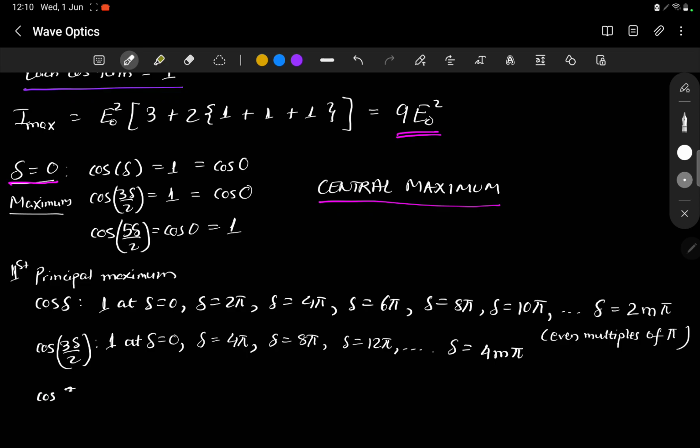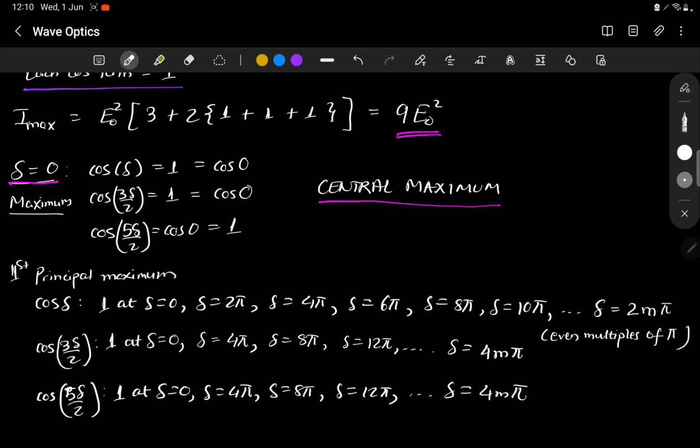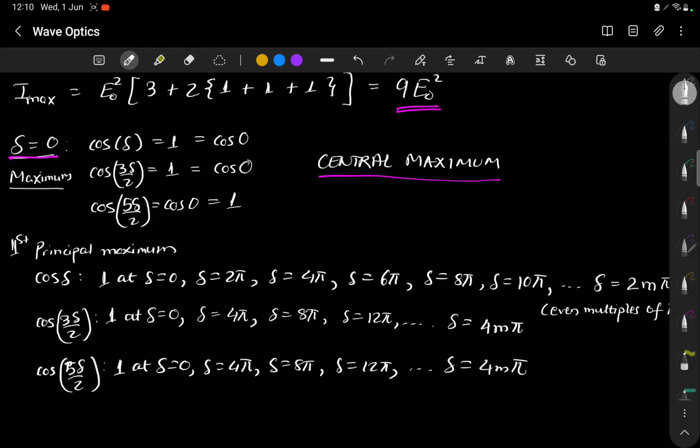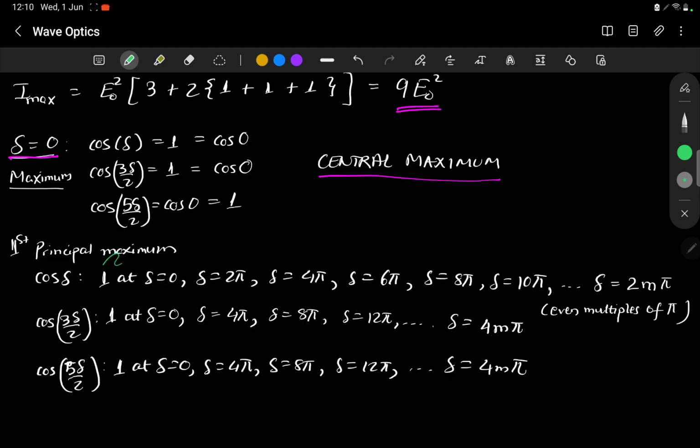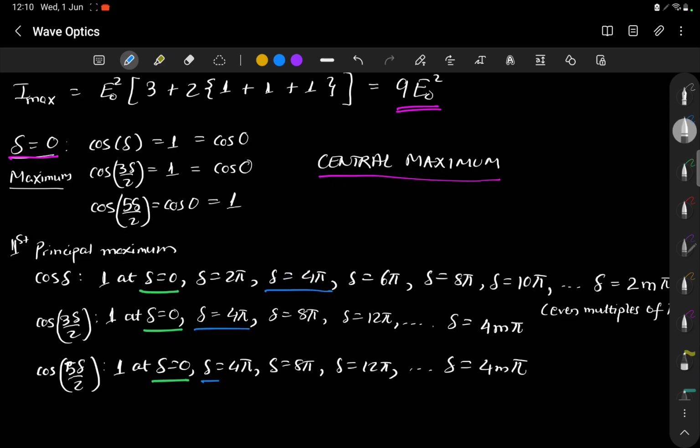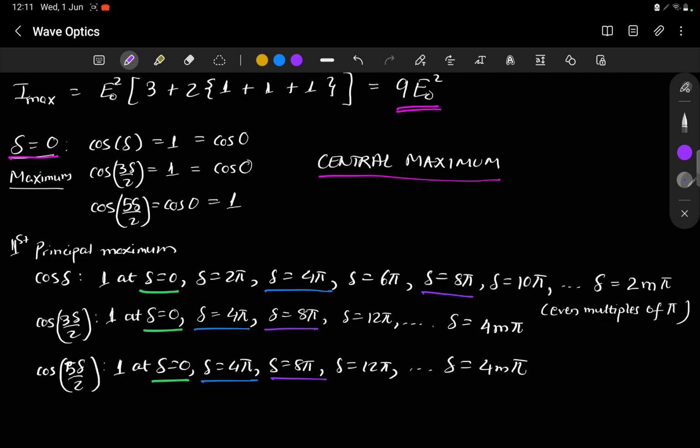Similarly, the next term that we have is cos 5 delta by 2. This is also going to be 1 at delta equal to 0, then at delta equal to 4 pi, delta equal to 8 pi, delta equal to 12 pi, and so on, again in multiples of 4 pi. So notice the common terms, common meaning each of the cosine terms needs to go to 1. All three of them will go to 1 at delta equal to 0, then at delta equal to 4 pi, then at delta equal to 8 pi, and so on.